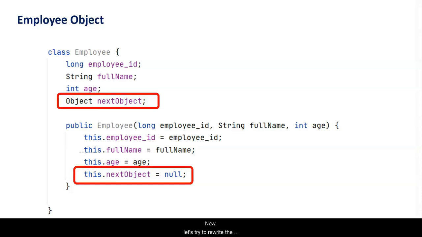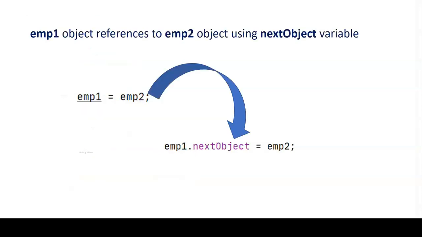Now let's try to rewrite the referencing line using this newly added field. Here emp1 equal to emp2 can be rewritten as emp1.nextObject equal to emp2. It is really making sense. Very easy and robust approach. Here the state of emp1 is not lost. Rather it has a variable or field named nextObject which is referencing the next object such as emp2. This is how an object can reference another object.